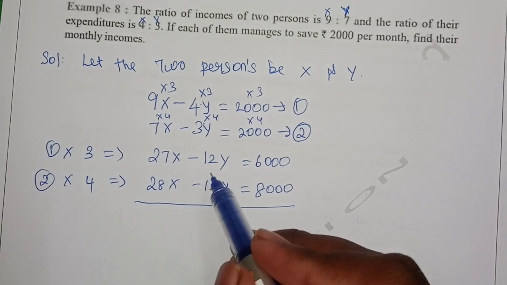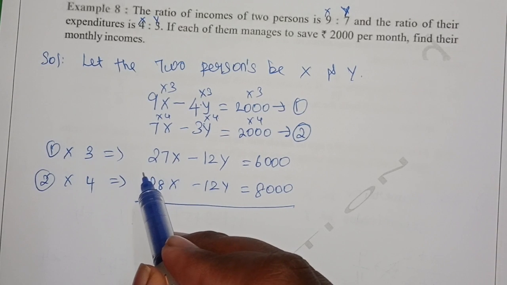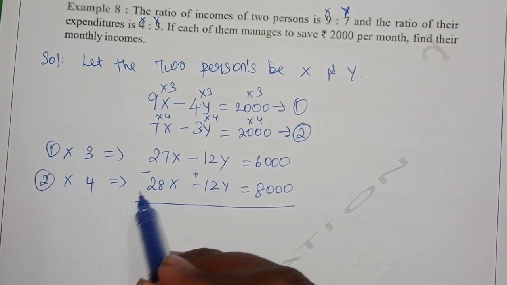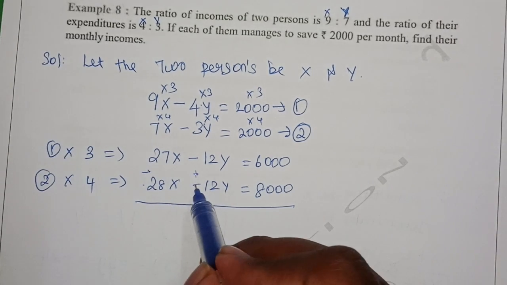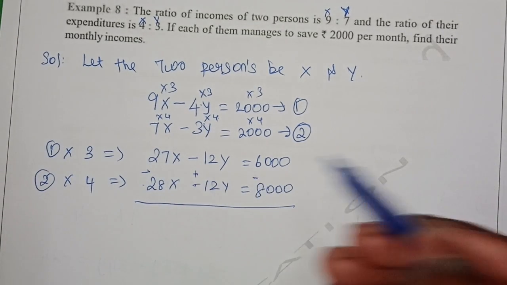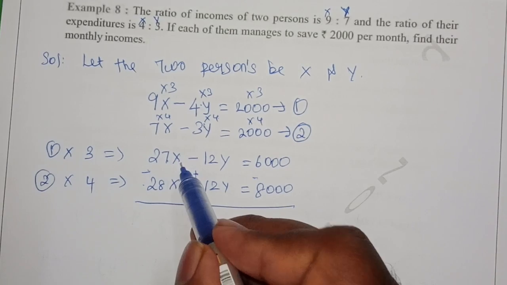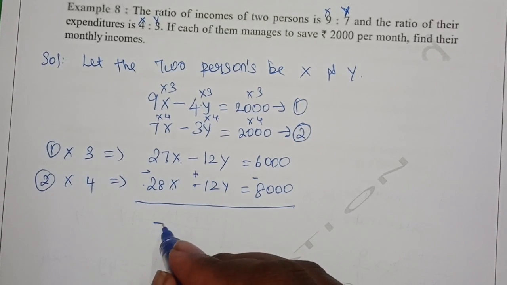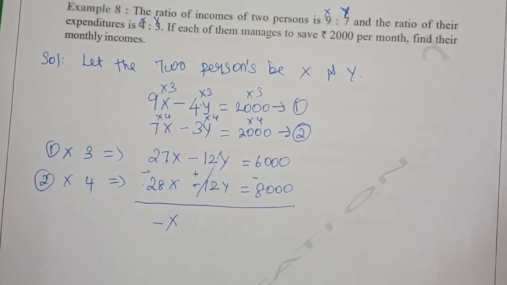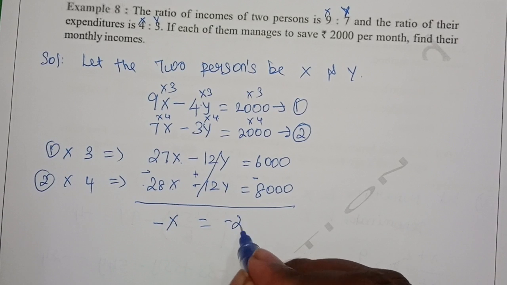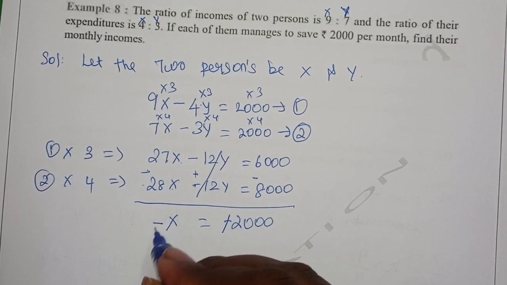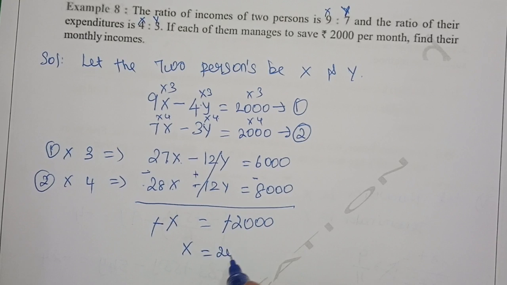Therefore, we should change the sign. Change the sign means you should change the sign throughout. Here plus, we should take minus; minus becomes plus; plus becomes minus. Therefore, 27 minus 28 is minus x, the minus 12y and plus 12y cancel, which is equal to minus 2000. The minuses cancel, and we get x is equal to 2000.